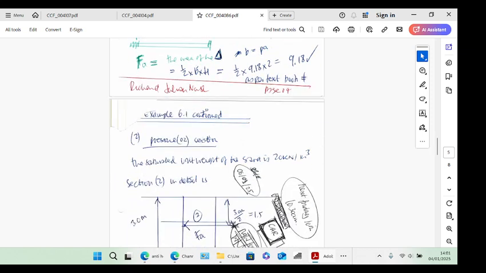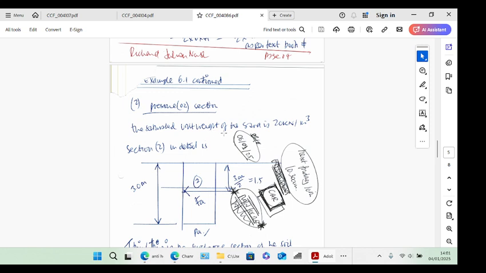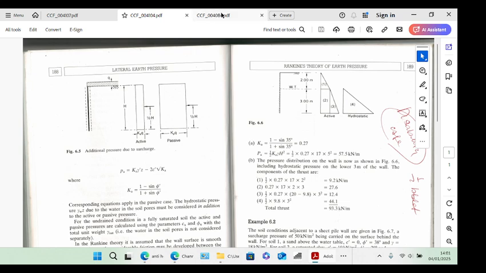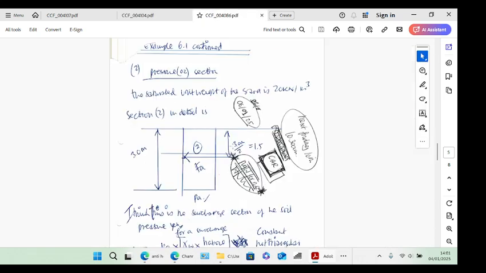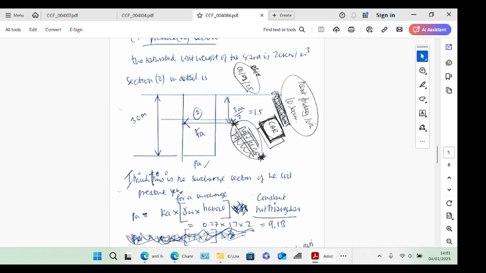Section 2, the triangle. The saturated unit weight of the sand is 20 kilonewtons per meter cubed. Sorry about the scribbles on there. Section 2 in detail is 3 meters high, and PA is the surcharge from the soil above, the dry soil.